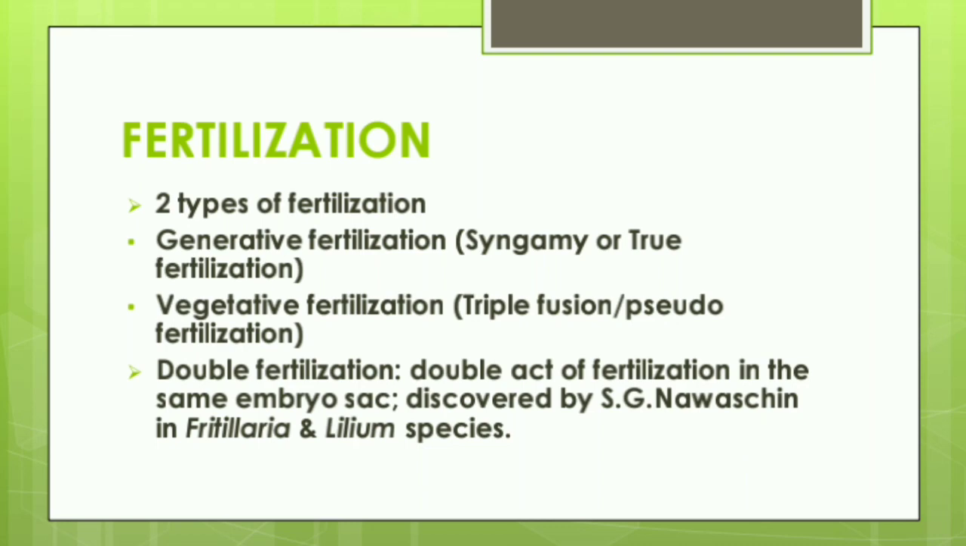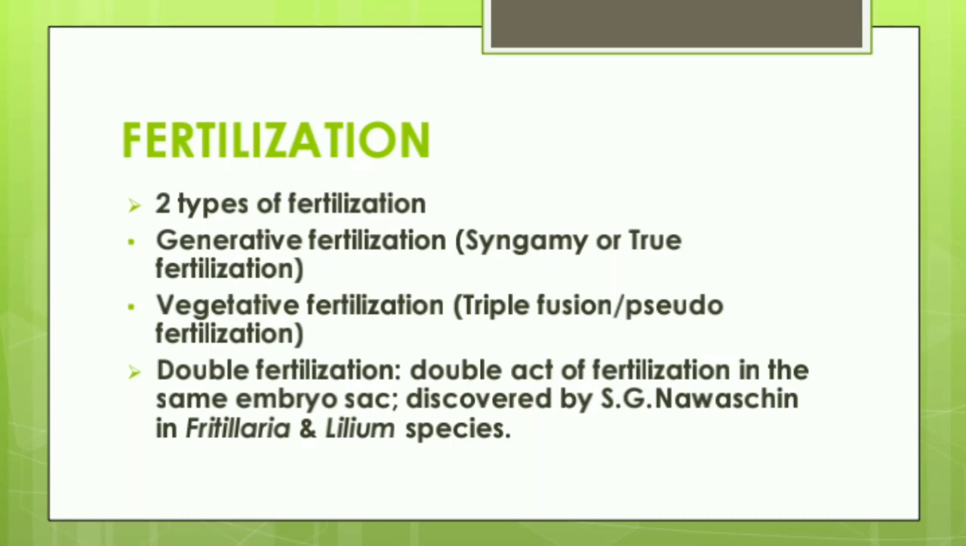The first one is generative fertilization or syngamy or true fertilization. In this case, it is the fusion of one male gamete with the egg to produce diploid zygote that forms diploid embryo, that is 2N, and it was discovered by Strasburger.